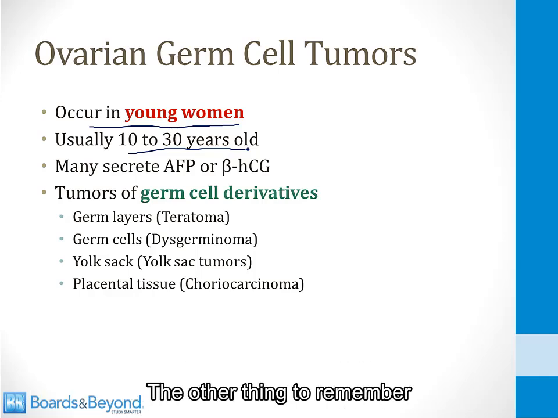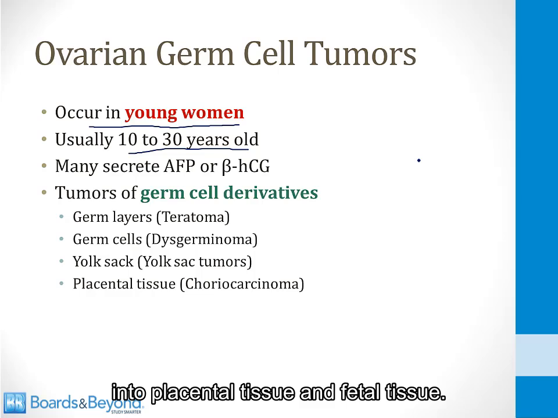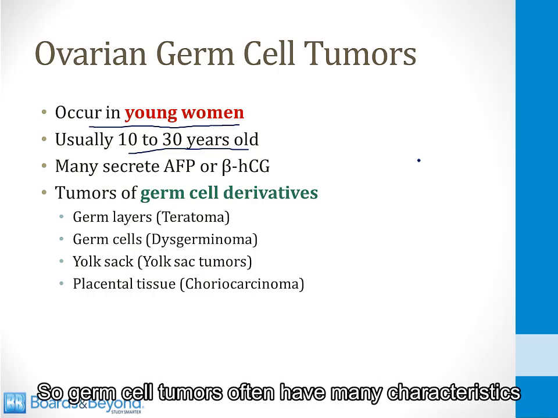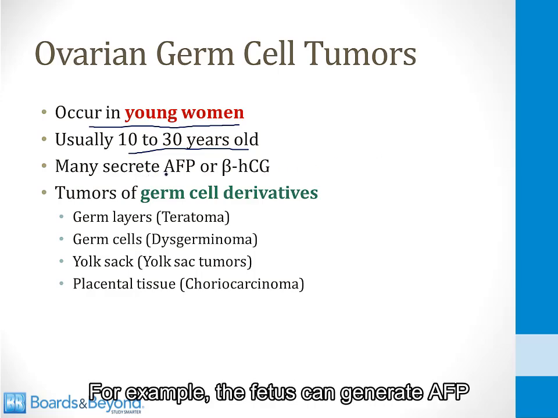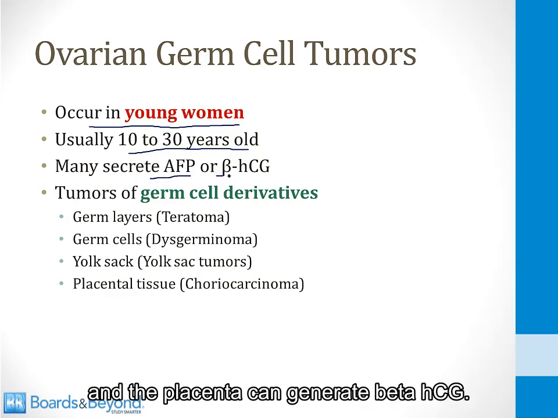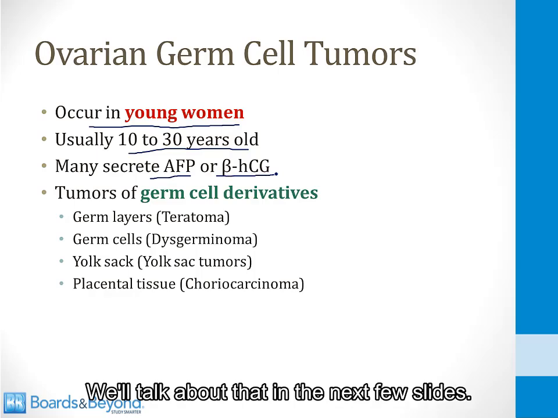The other thing to remember about germ cell tumors is that germ cells normally grow into placental tissue and fetal tissue. So germ cell tumors often have many characteristics of placental and fetal tissue. For example, the fetus can generate AFP and the placenta can generate beta-HCG, and many of these tumors often do this. We'll talk about that in the next few slides.